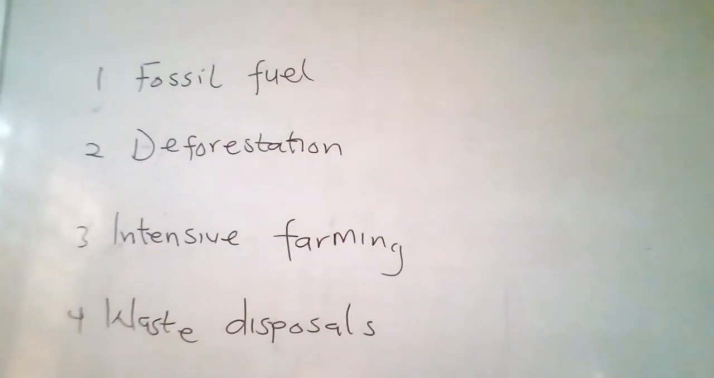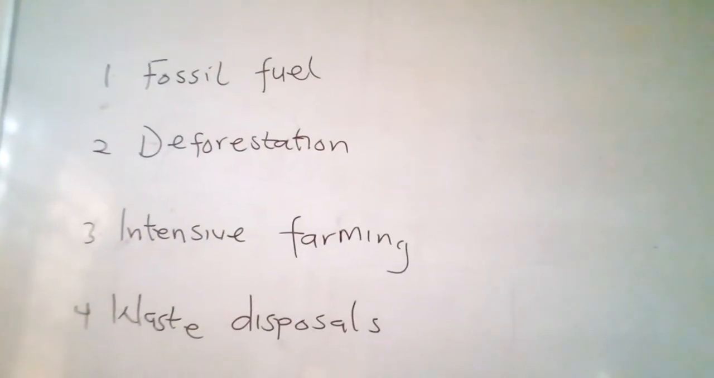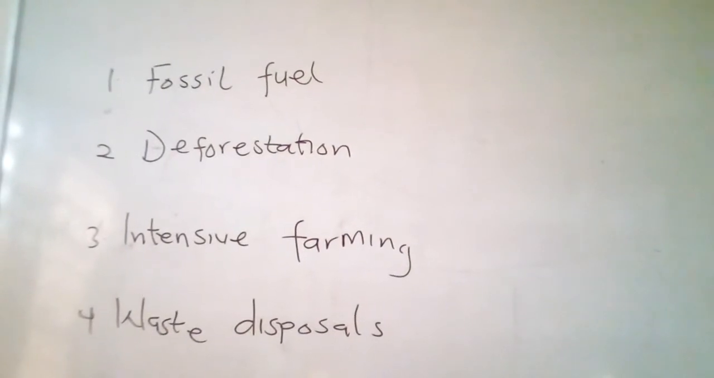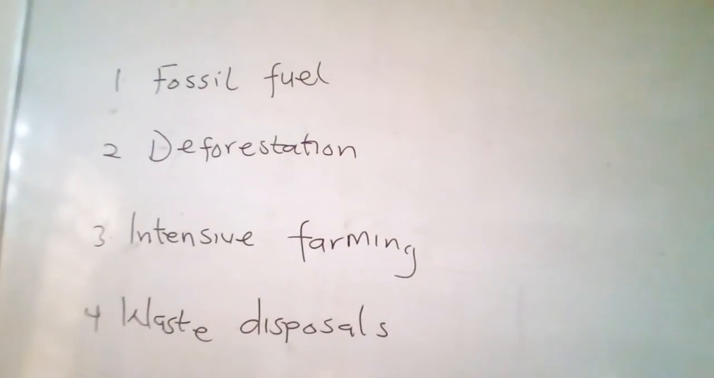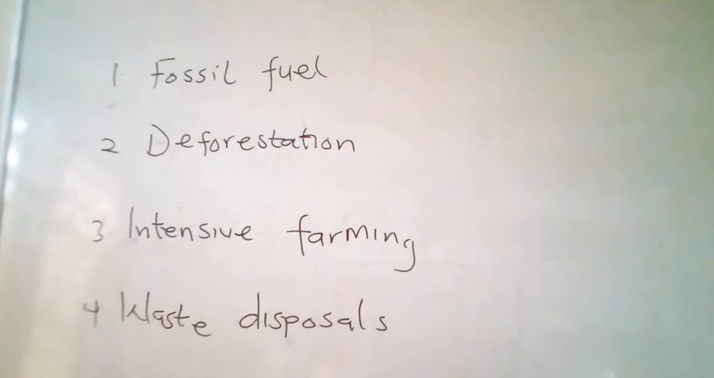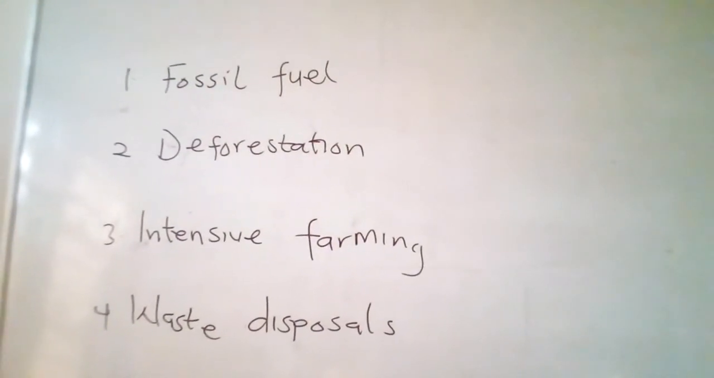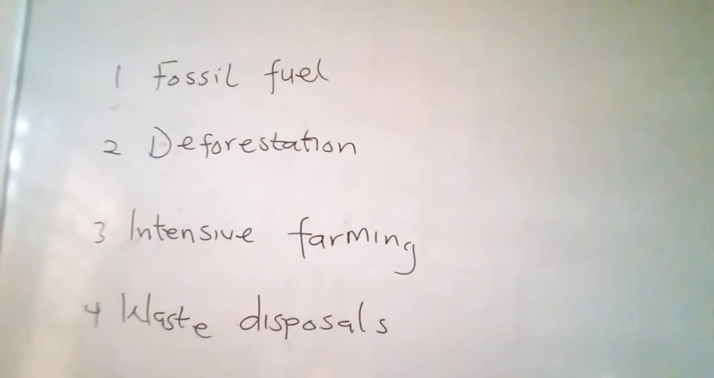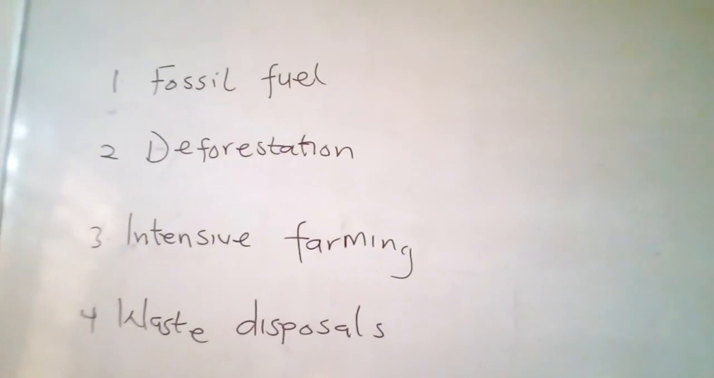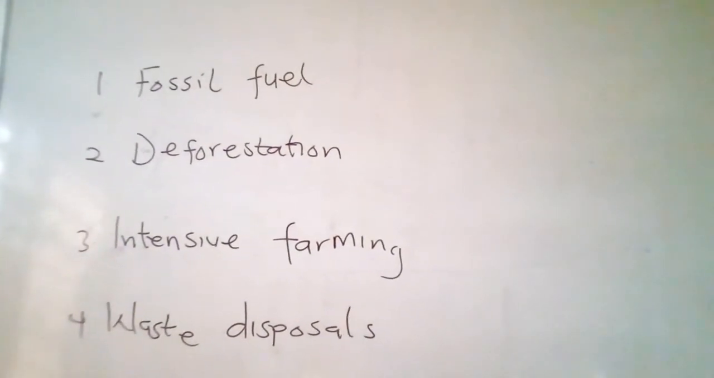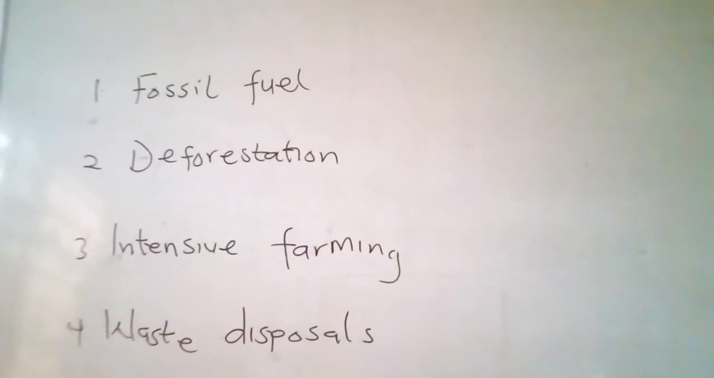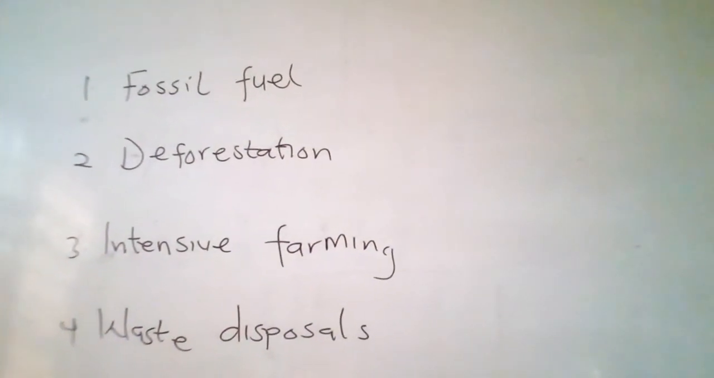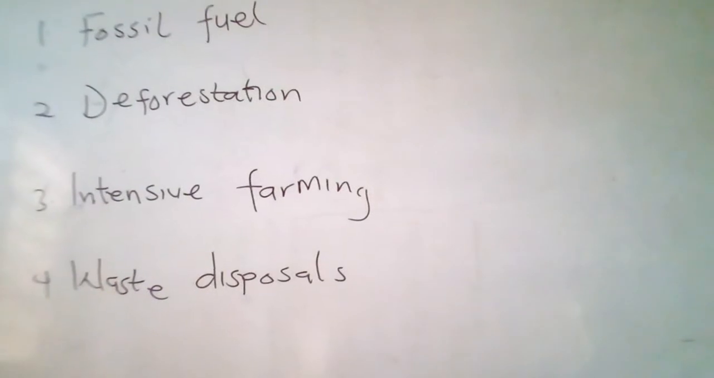Another cause of global warming is intensive farming, not only with the ever-increasing livestock, but also with plant protection products and fertilizer. In fact, cattle and sheep produce large amounts of methane when digesting their food, while fertilizer produce nitrous oxide emissions. So let's go to waste disposals.